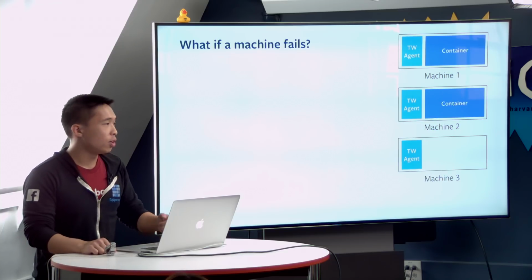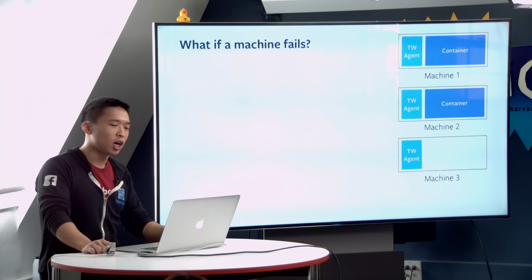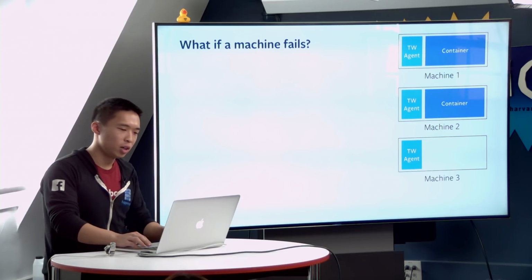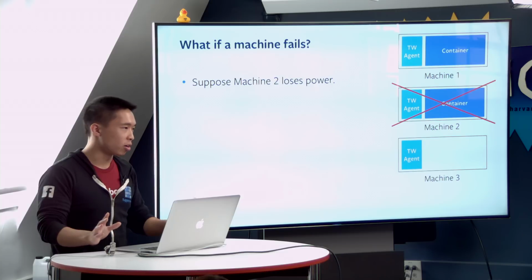And now, what if a machine fails? So let's say I have two copies of my service running. The two copies are running on two different machines. For some reason, machine 2 loses power. This happens in the real world all the time. What happens now?